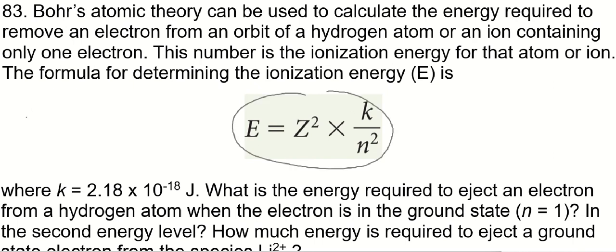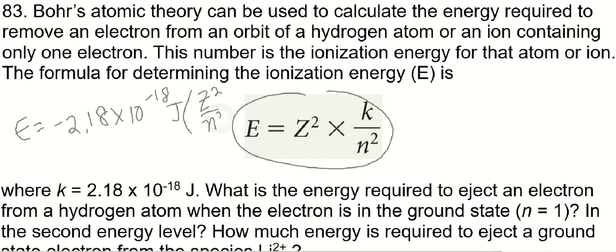So here's the equation we used in class: the energy of an electron in Bohr's model is equal to negative 2.18 times 10 to the negative 18 joules, multiplied by the nuclear charge squared over the energy level of that electron squared. The only difference here is that you don't see this negative sign in that K constant. This is the K, and that's the constant.